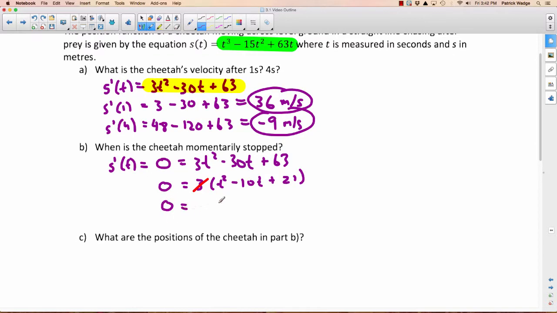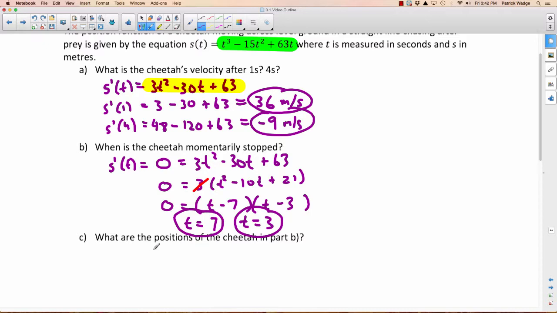So 0 equals, we're looking for two numbers that multiply to 21 and add to 10. Well, that's 7 and 3. So we have t minus 7 and t minus 3, which means our two times when the cheetah is momentarily stopped are t equals 7 and t equals 3.